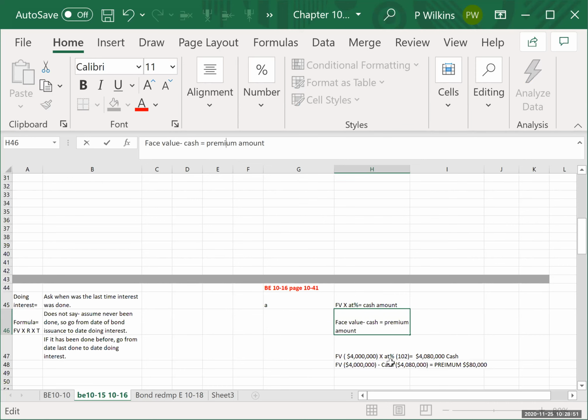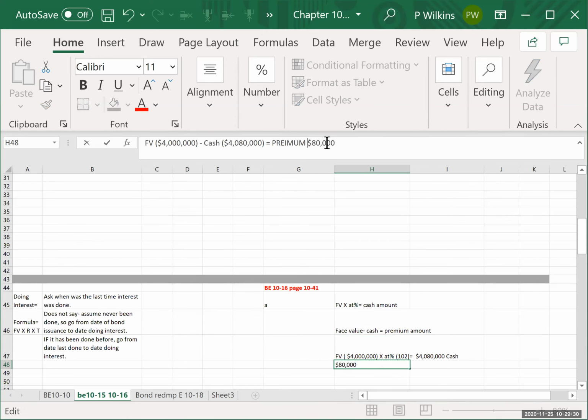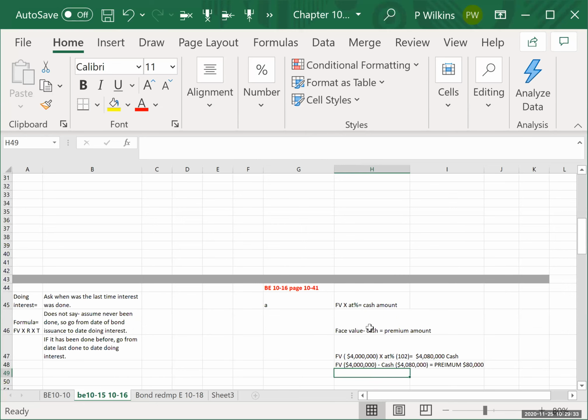So let's see here. We've got face value, $4 million, right? They told us that, yes? Yes, $4 million. Face value, $4 million times an at percent of 102. They told us that 102, right? So $4 million times 102% gives us $4,080,000 in cash. If we take that face value of $4 million minus the cash we're going to get of $4,080,000, we get a premium of $80,000. So we have a premium of $80,000 because the cash is more than the face value.